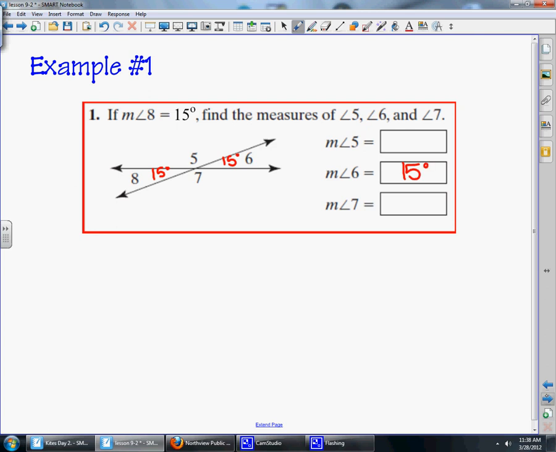Well, then I also know that angle 8 and angle 5 make a straight line. So I could find angle 5, because 8 and 5 are supplementary, by taking 180 and subtracting 15, which is 165. So angle 5 is 165 degrees, and then angle 5 and angle 7 are vertical angles, so they are going to be congruent. So angle 7 is 165 degrees. We've now found all the angle measurements.